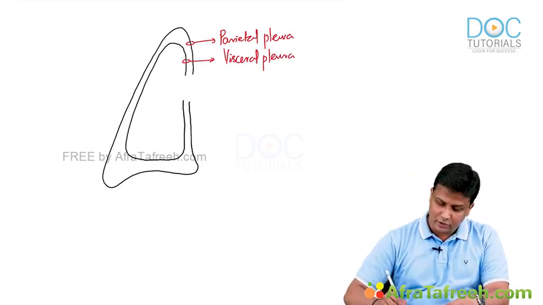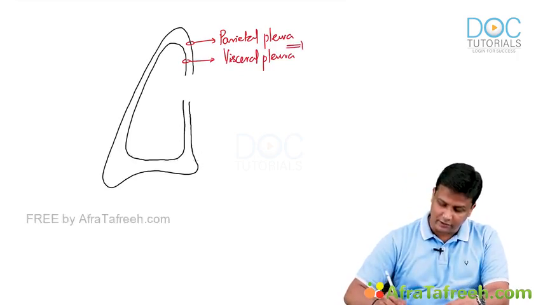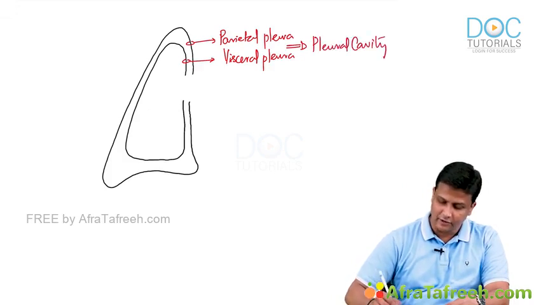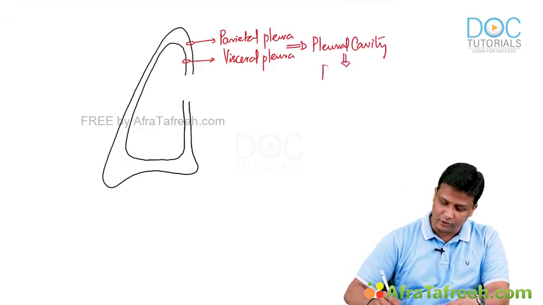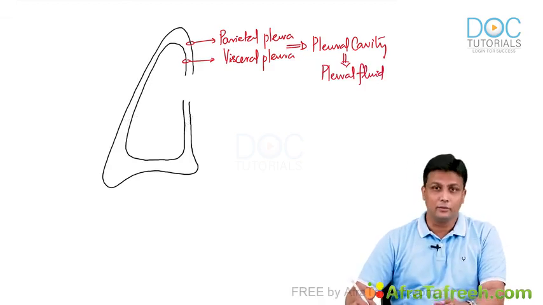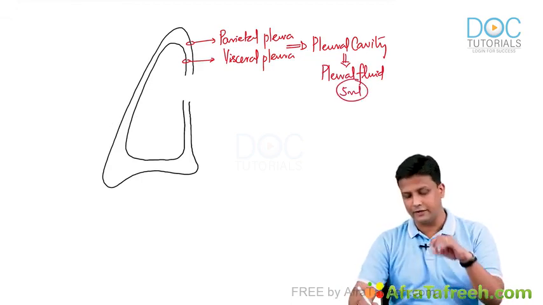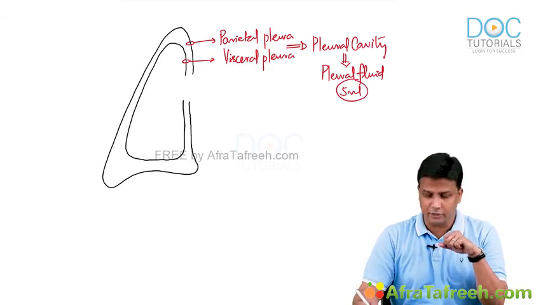Now between these two layers of the pleura, you have a cavity here, and this cavity is known as the pleural cavity. In this pleural cavity, obviously we all know there will be fluid, and that fluid will be the pleural fluid. And approximately how much will be the pleural fluid? Remember, it will be almost 5 ml, approximately 5 ml, guys. Some basic information to begin with.